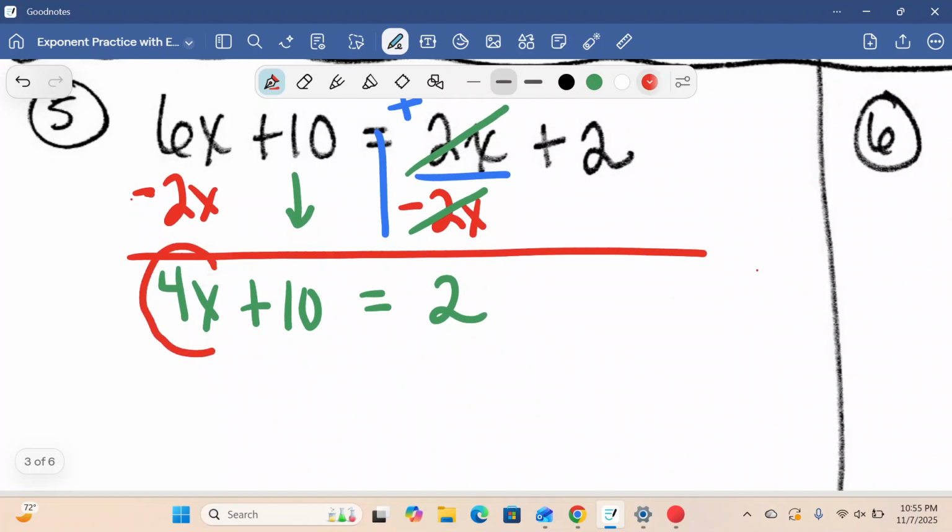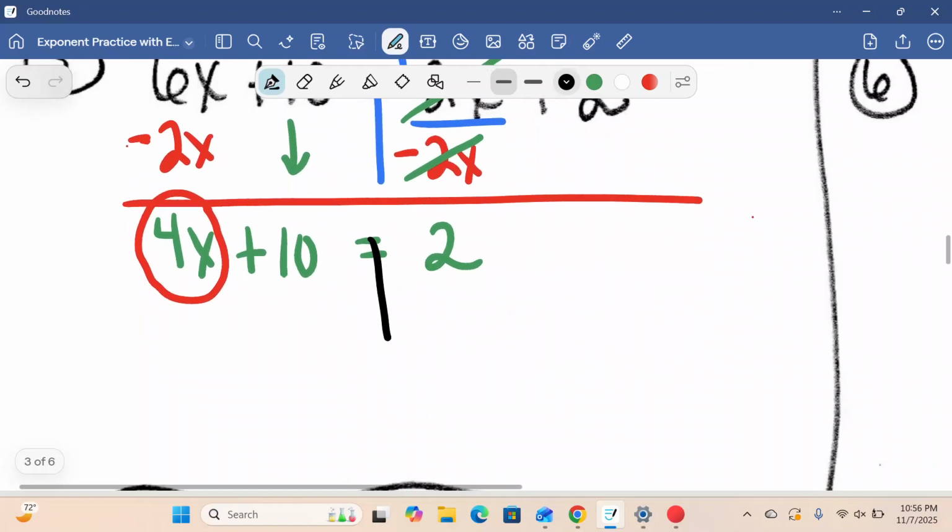So I'm going to circle the 4x. And then I'm going to want to get rid of that 10. So I'm going to draw my railroad tracks again. And I want to get rid of the 10, the positive 10.